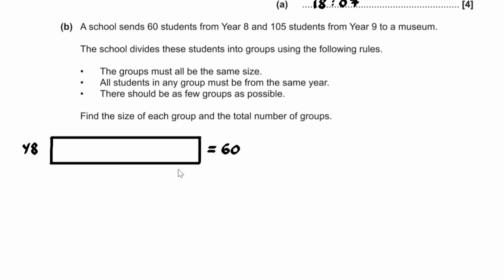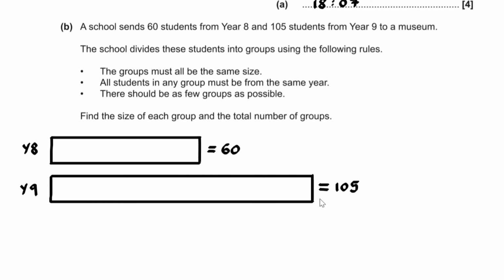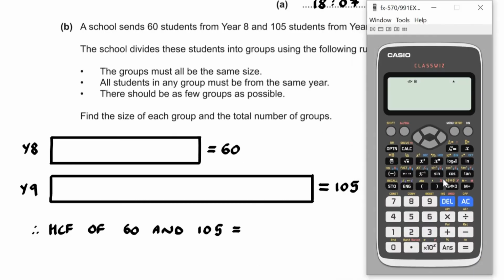Well, here is the information we know for year 8. We've got 60 students in year 8 and we've got 105 students in year 9. Now, to find out the size of each group, what we need to do is find the highest common factor of 60 and 105. So, to find the highest common factor of 60 and 105, what we need to do is find the product of the prime factors. So, the product of prime factors of 60, that's 2 times 2 times 3 times 5.